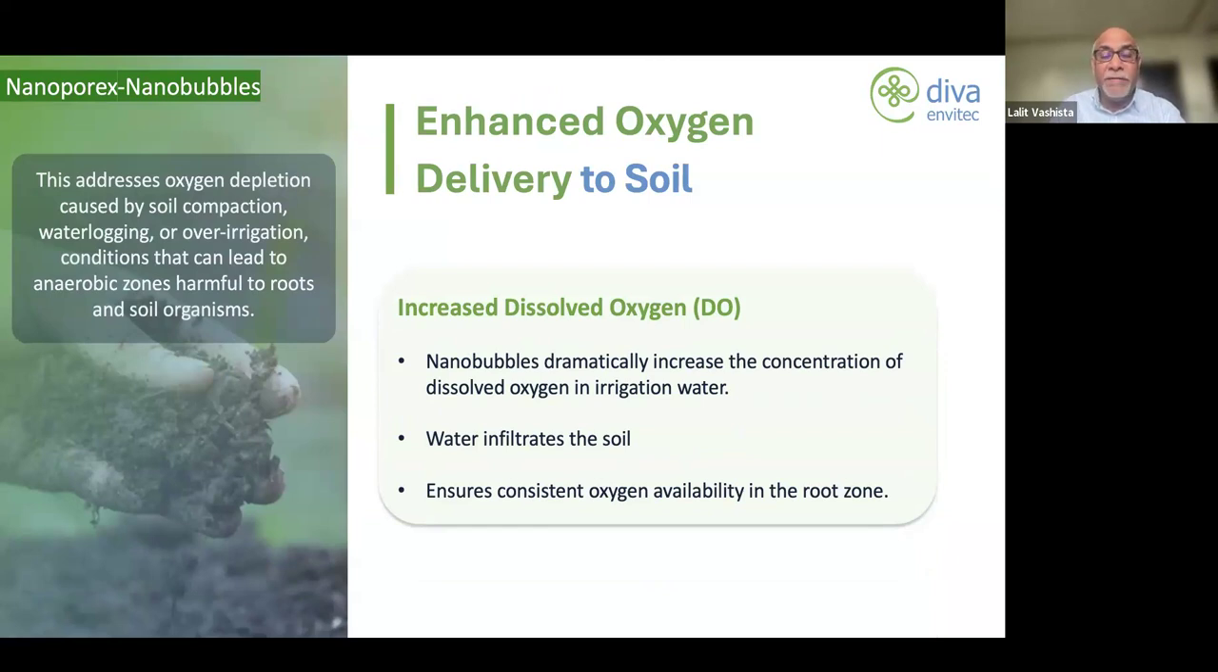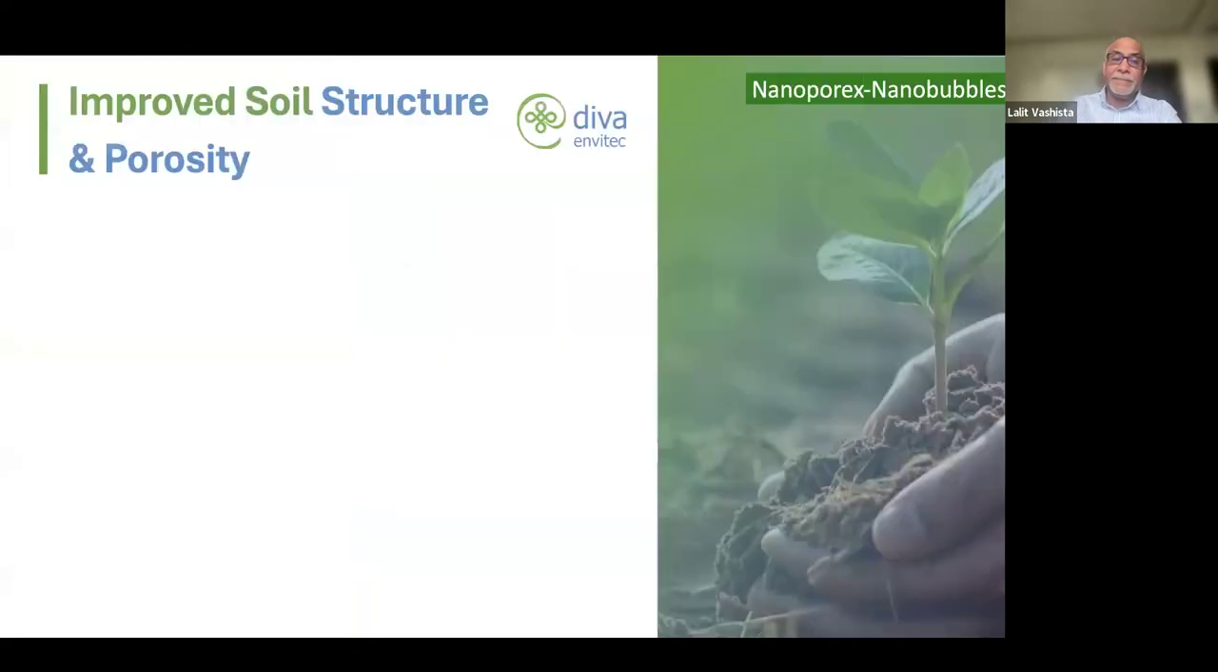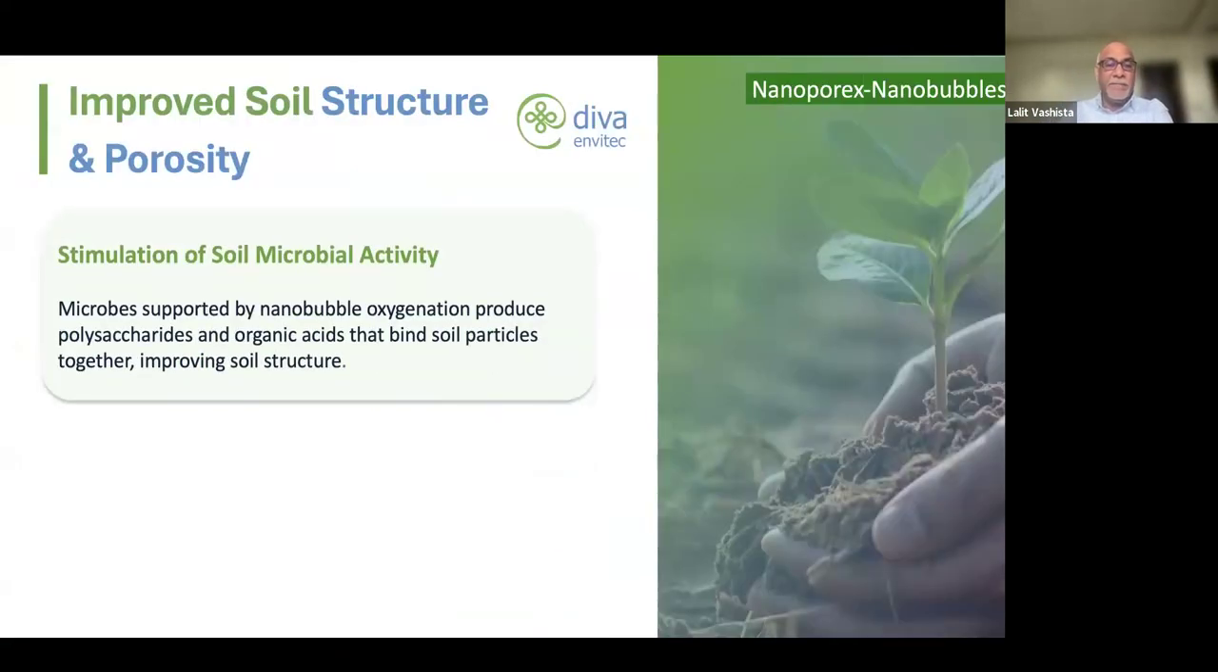So you are aware that when you do irrigation, slowly the soil starts getting compacted, and you will see that you have to do tilling of the soil for it to pick up air. Whereas with nanobubbles, when you do irrigation with that, it keeps the soil open. Okay, so the compaction is minimized. Anaerobic zones are removed. Improved soil structure and porosity.